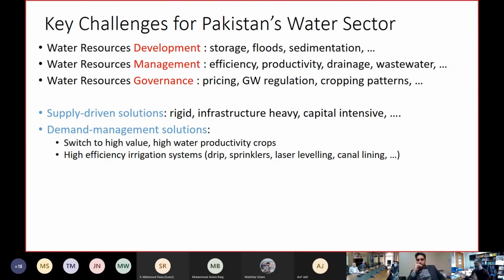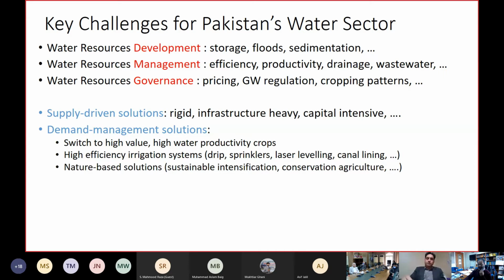They can be broadly cataloged as high efficiency irrigation systems. And again, in academic circles as well as in policy circles, this is an active area of interest. Now, another topic which has recently emerged and has been of very high interest, and also of interest to us, is nature-inspired solutions.